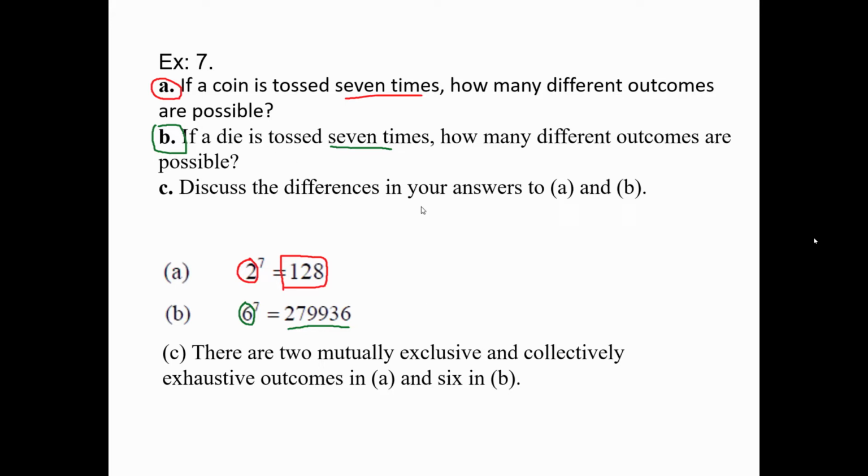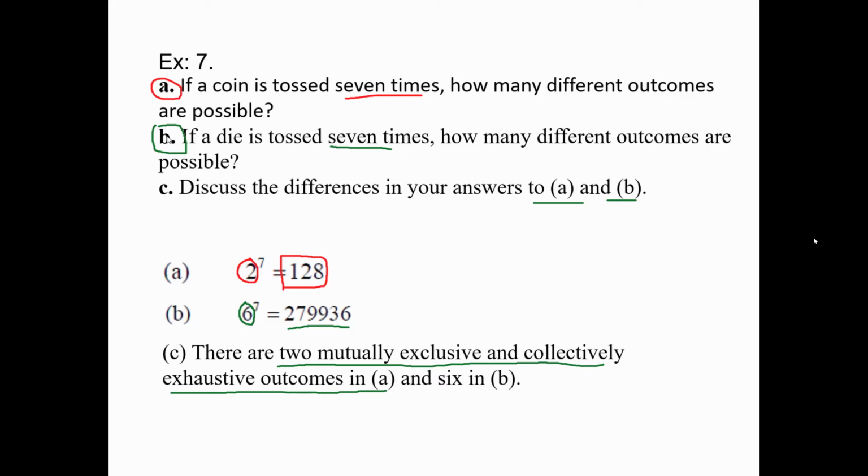So discuss the differences in your answers to A and B. So what are the differences? The difference is that there are 2 mutually exclusive and collectively exhaustive events in tossing a coin. When you toss a coin, the 2 events are getting a tail or getting a head, and the total probability of getting a head and tail is 1. So these are mutually exclusive: if you get a head, you don't get a tail, and if you get a tail, you don't get a head. So these are collectively exhaustive.